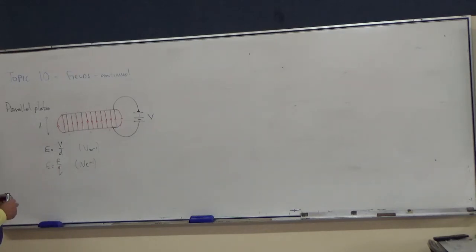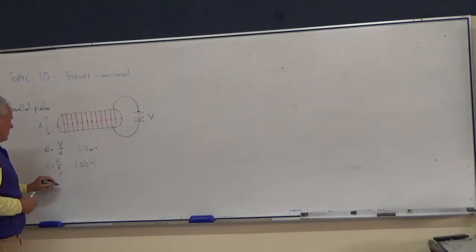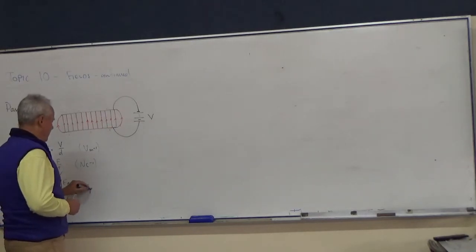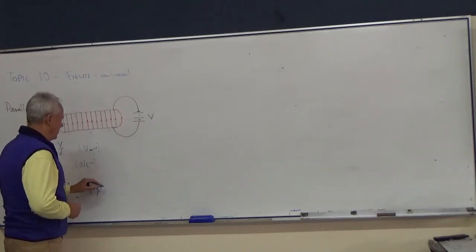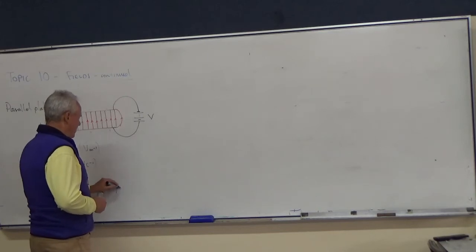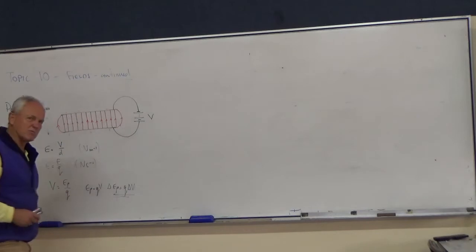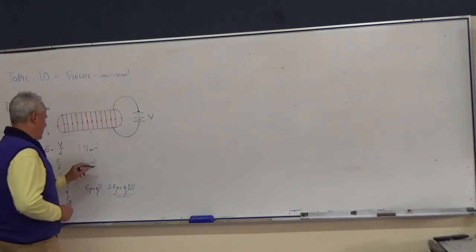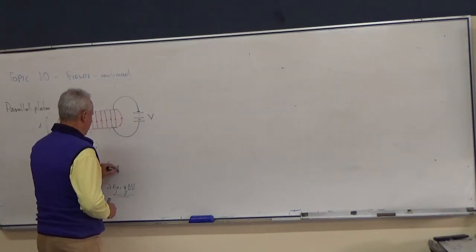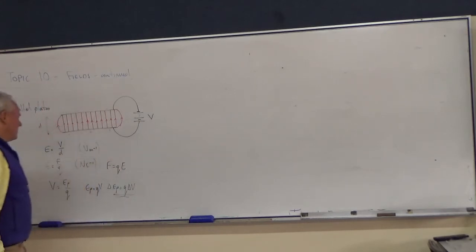We also know that V is equal to EP on Q, and therefore EP equals Q times V, or delta EP equals Q times delta V. That's a pretty important one actually, and for this one here I can get that F is equal to Q times E. Alright?